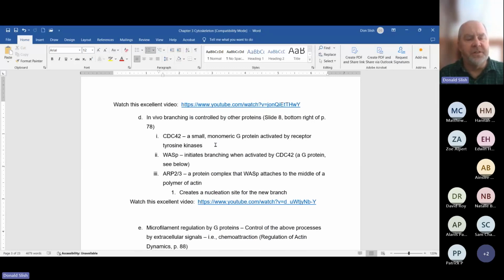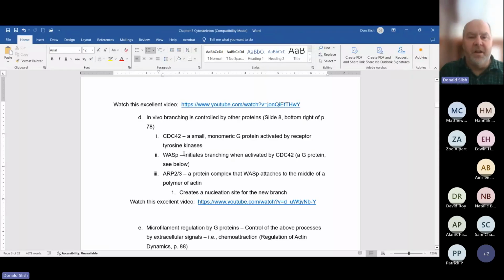RAS is an important signal transduction G protein that's activated by tyrosine kinases. CDC42 is part of the Rho G protein. So RAC, Rho, CDC42. I'll talk about these three again in the next class. But anyway, the G protein gets activated by a tyrosine kinase.